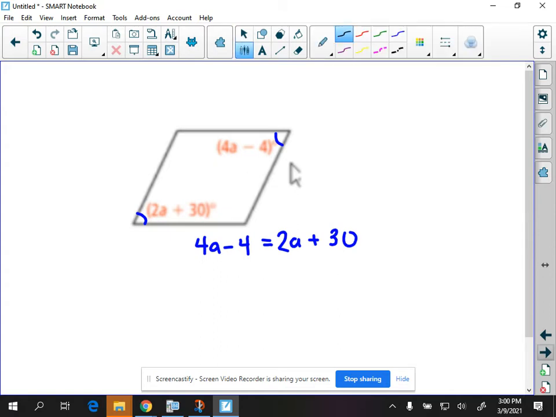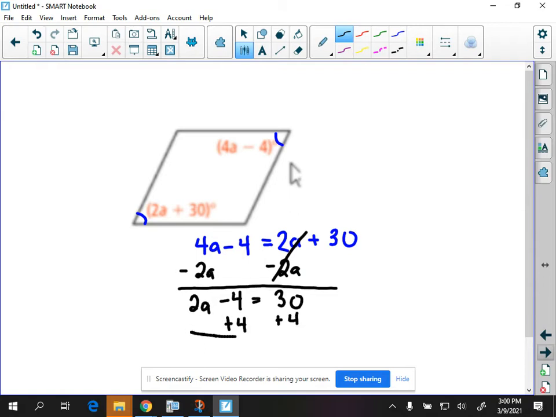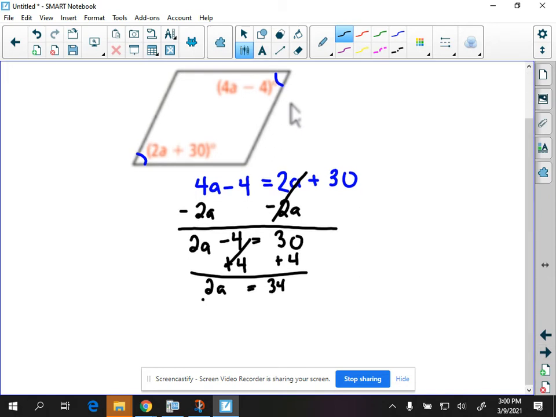And now this is just an equation to solve in order to figure out what A is. So my first thing I'm going to do is gather all of my letters together. So I'm going to subtract 2A from both sides of the equation. So 4A minus 2A gives me 2A. Drop down my 4. My 2A's here will cancel. Drop down my 30. Now I need to add a 4 onto both sides of the equation. Drop down my 2A. The 4's will cancel. 30 plus 4 is 34. And then my final step is to divide both sides of the equation by 2. So I get that A is equal to 34 divided by 2, which is 17.